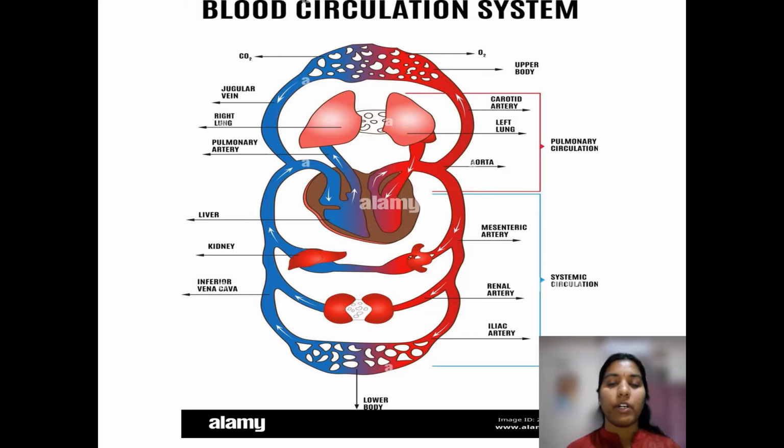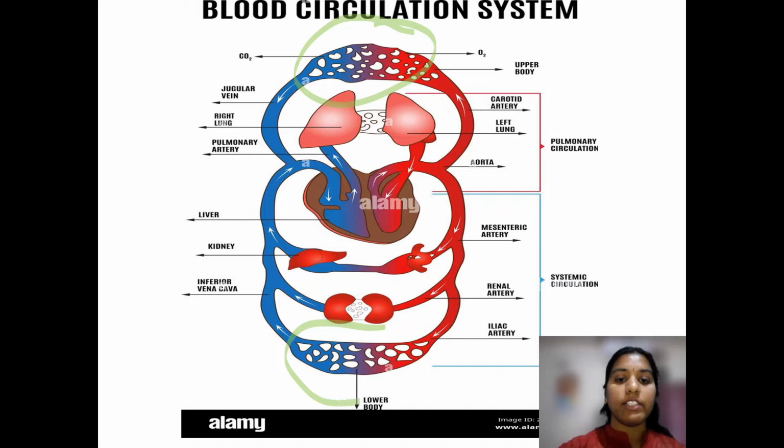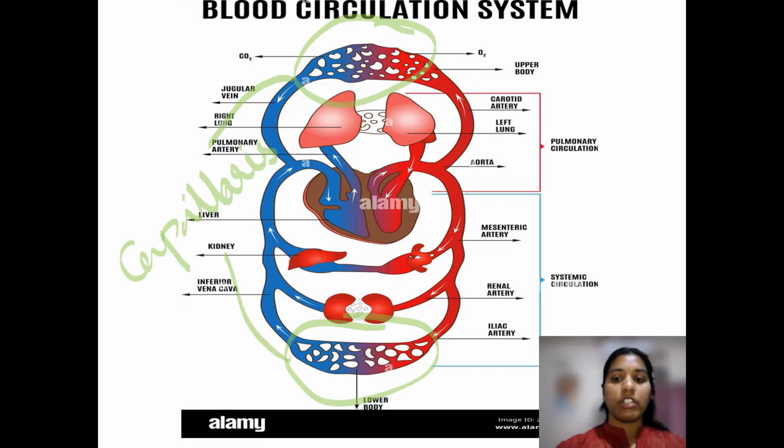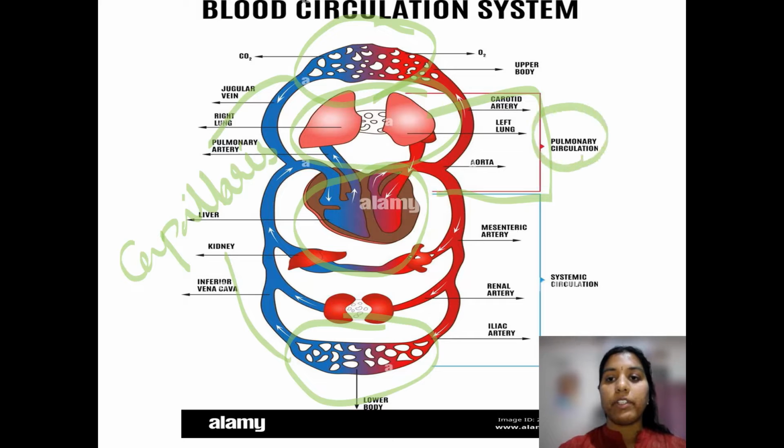This picture gives you an idea about the circulatory system. These are the blood capillaries, which are depicted here like net-like structures. These are the lungs and the heart. The circulation between the heart and the lungs is called pulmonary circulation, and the circulation between the heart and the remaining body parts is called systemic circulation.